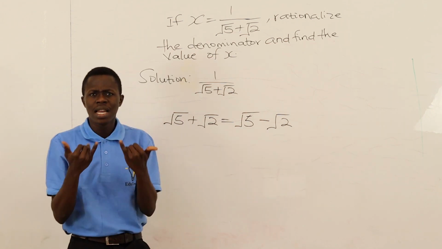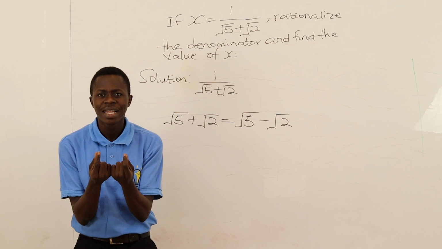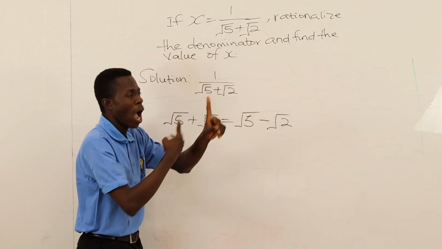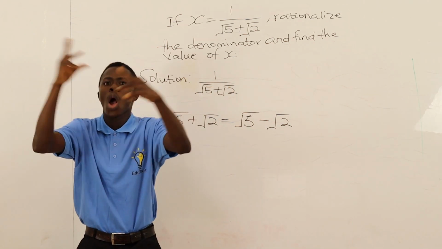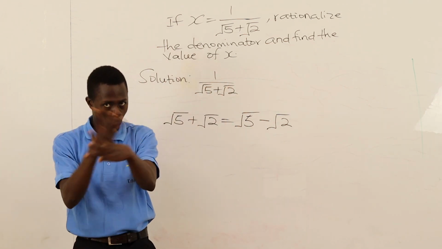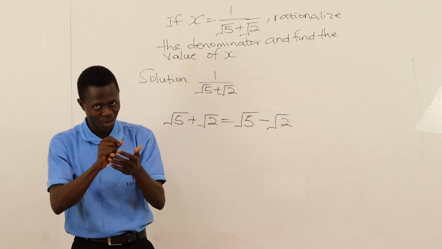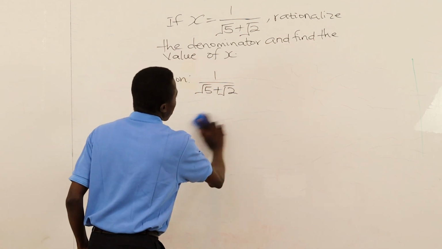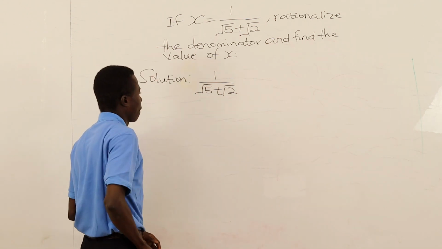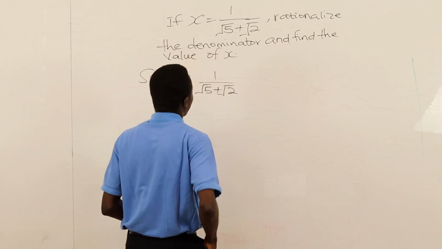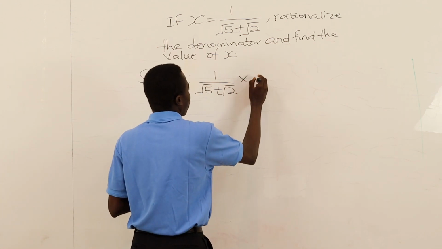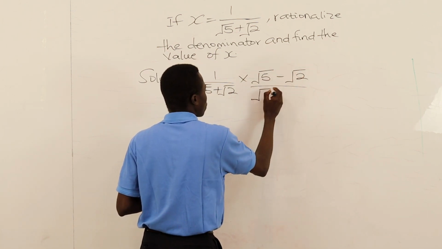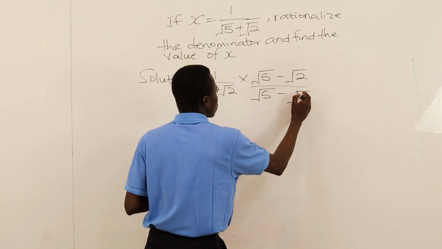So this is right. Now what do we do with this? What do we do with the conjugate surd? Yes, we multiply it by the numerator and by the denominator. Right? Okay, so let's try that. So we are going to end up having square root of 5 minus square root of 2 divided by square root of 5 minus square root of 2.